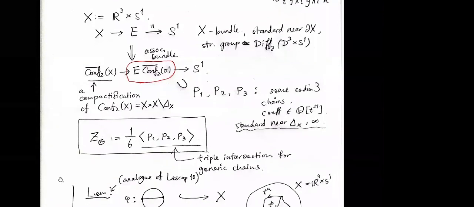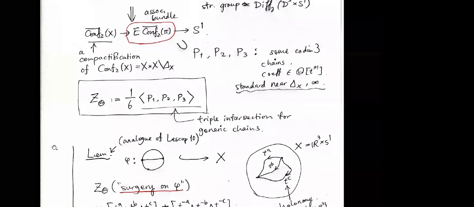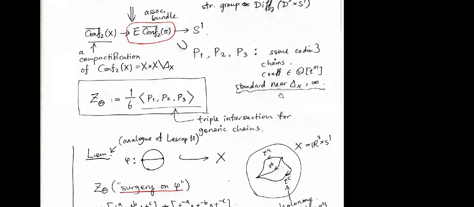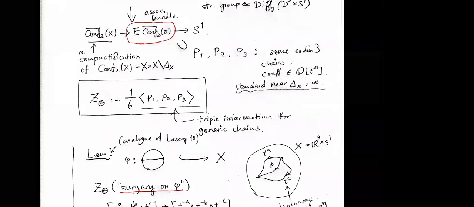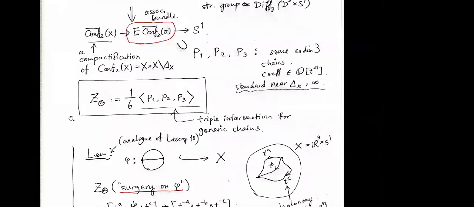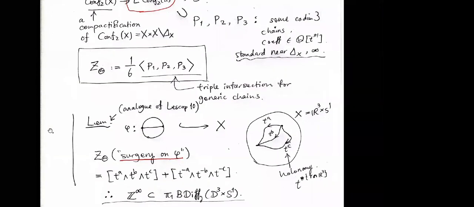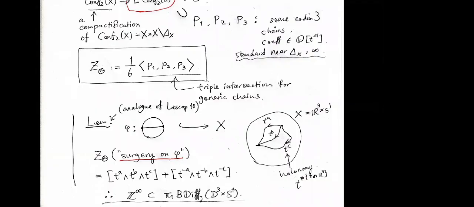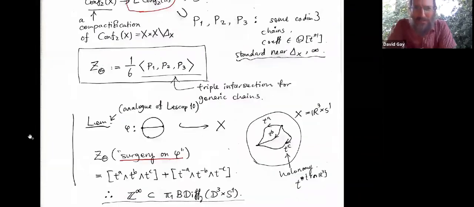Then we can define a triple intersection for generic choice of such chains. This is not the integral, but can be considered as the dual, like a dual of integral, but we consider triple intersection. And by the boundary condition, the intersection is not so complicated near the boundary, and this intersection is well defined and it gives an invariant of this form.